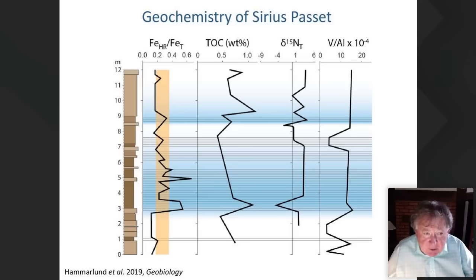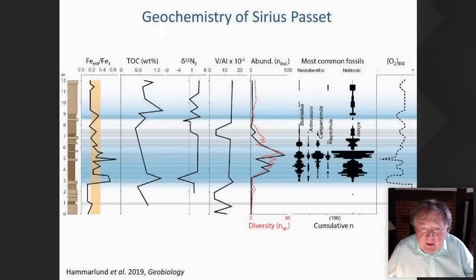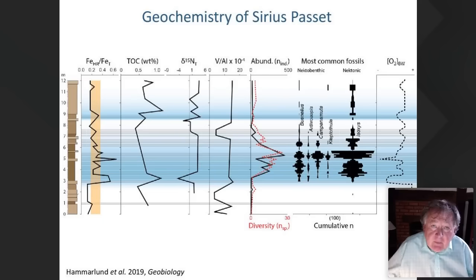So how does that compare with the distribution of fossils? Well, if we open that diagram out and look at the abundance of fossils, and in red the diversity, and also the representation of the most common fossils in terms of the number of specimens we were finding per unit rock area, you can see that the peak abundances of fossils are coincident with the anoxic periods. Now, one could say, well, they're just being preserved because of that. Well, that's partly true, but we also have good evidence that they're living there. So these organisms are living in low oxygen environments.